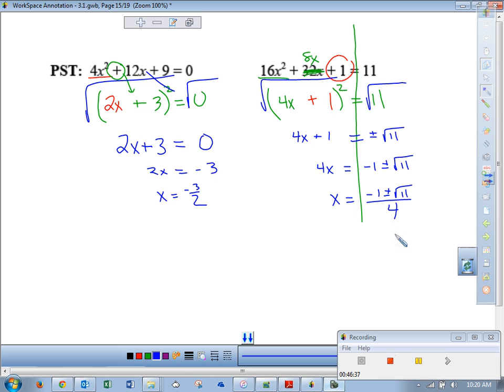Just like if you do the quadratic formula on that one, that's what you get for your answer in the quadratic formula. This was faster, in my opinion, if you understand the perfect square trinomial stuff, which I know is pretty new to you guys. Okay?